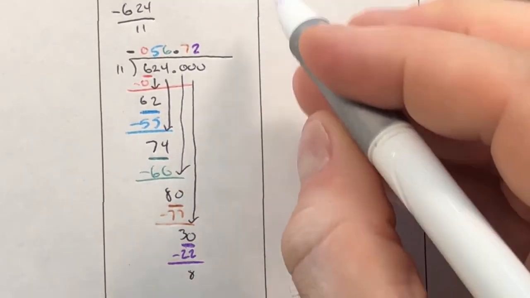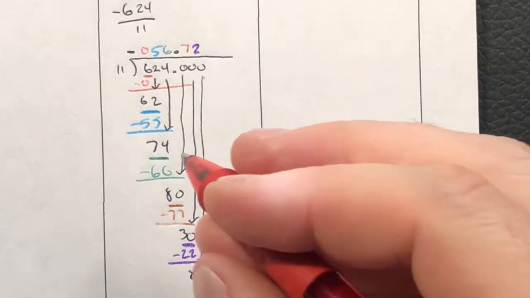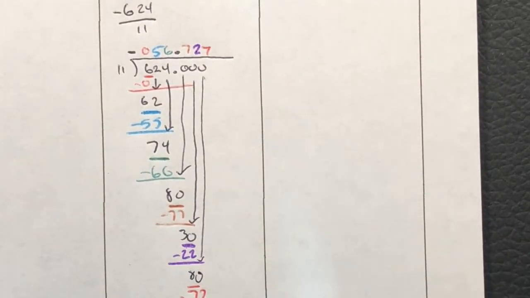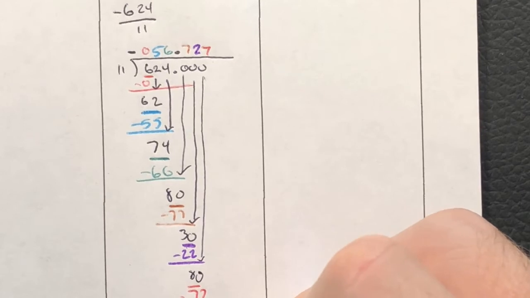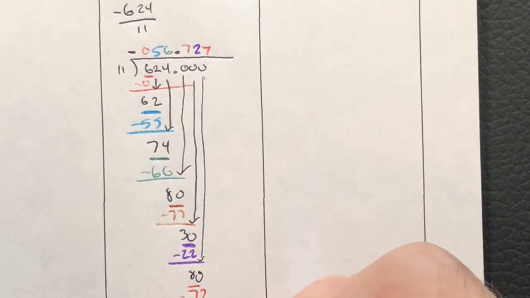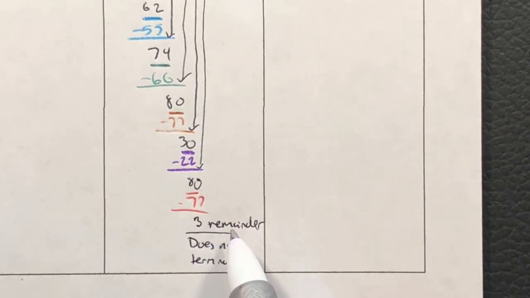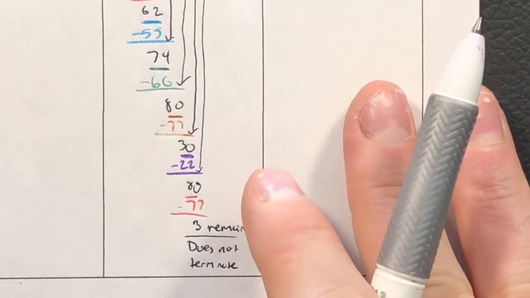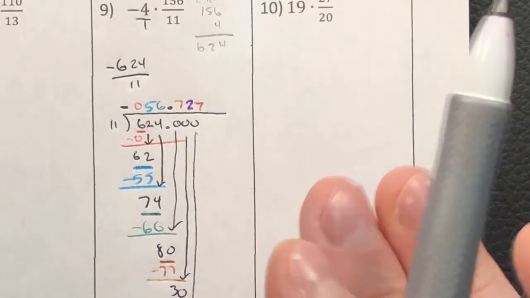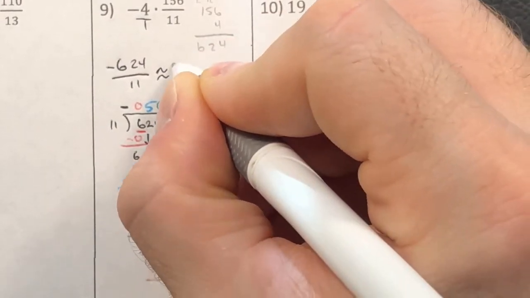I don't know whether to go up or down. So I drag out this last number, and it's going to tell me if it goes up or down. So 11 fits into 80 7 times for a total of 77. I still have 3 left over. So this does not terminate. Perfect. So I have 3 as my remainder. This does not terminate, but that's okay because I've gotten everything I need to know. I know that 7 rounds that 2 up to a 3. So I know this is roughly equivalent to negative 56.73.